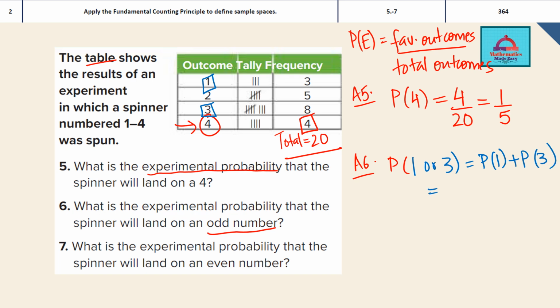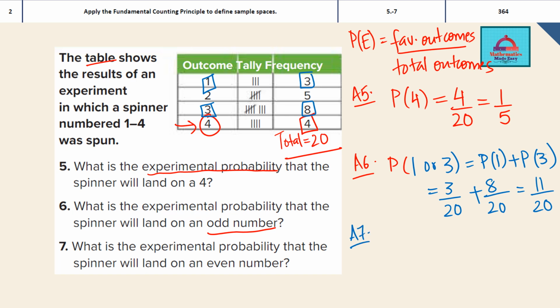So the probability of the spinner landing on 1 is 3 out of 20. How do I get this? For 1, as you see, the frequency is 3, so the favorable outcome is 3 and the total outcome is 20. So we divide them to get the probability. Then the probability for getting number 3 is 8 divided by 20. Now go ahead, add the two numbers. So 8 plus 3 is going to be 11 over 20. That's your answer for question 6.